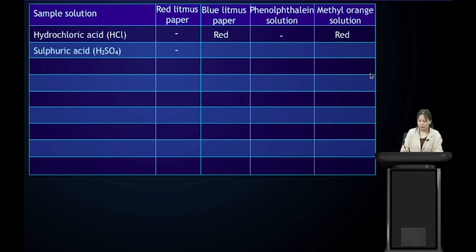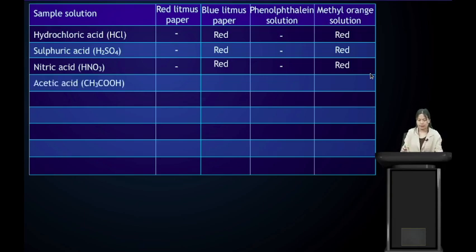Sulfuric acid. We will observe that there is no change with red litmus paper, but the blue litmus paper will change to red color. There is no change when we add phenolphthalein into sulfuric acid, but the methyl orange, when we add it into sulfuric acid, will turn the solution to red. Nitric acid, in red litmus paper it has no effect. Blue litmus paper will change to red. No changes in phenolphthalein solution, and methyl orange solution will turn nitric acid into red color.